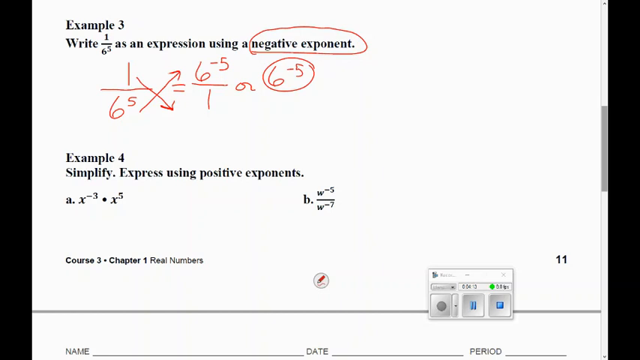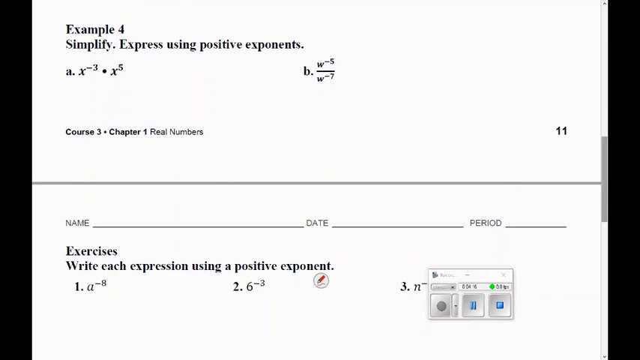All right, example 4 is where they start to pick up the properties from 1.3 and 1.4 of adding our exponents together and subtracting our exponents. And so that's what we're doing here in example 4. The directions say simplify, and then we need to express our answer using only positive exponents. So here we're going to keep our same base of x, and we're going to take our exponent of negative 3 plus 5, which gives us x to the power of 2. And on this one, we already have a positive exponent, so that is our final answer.